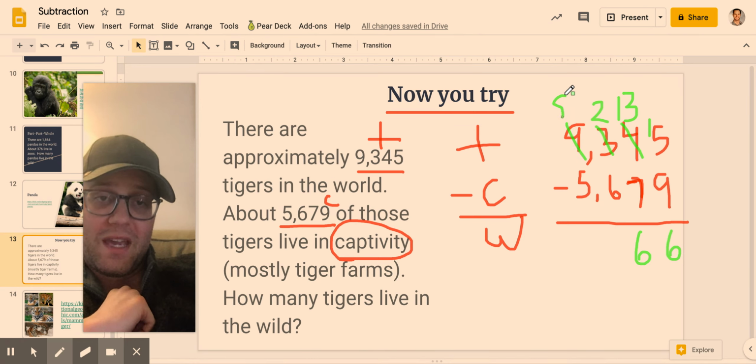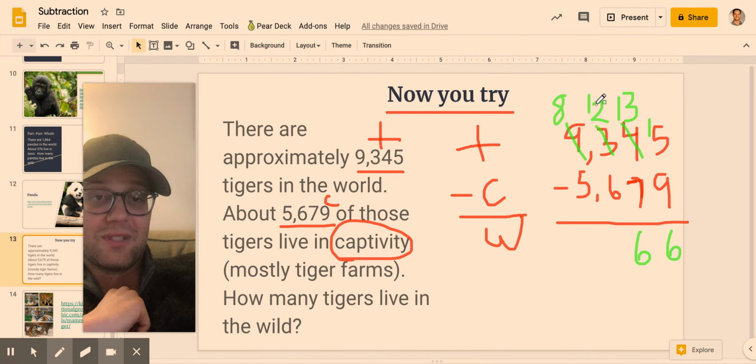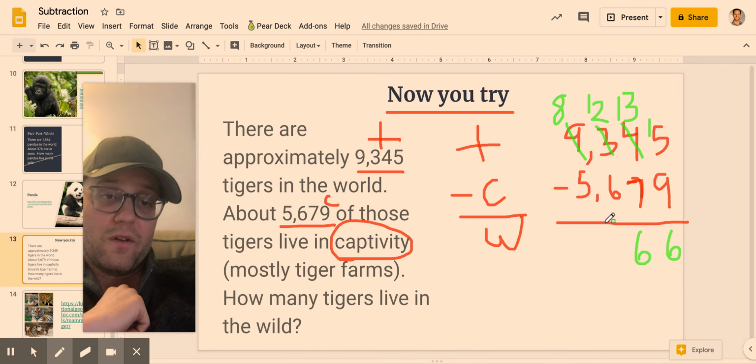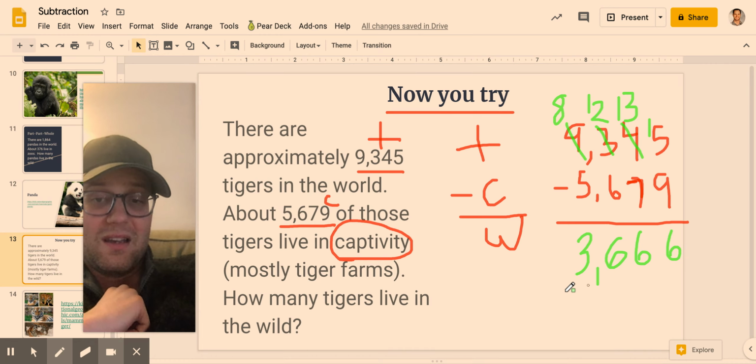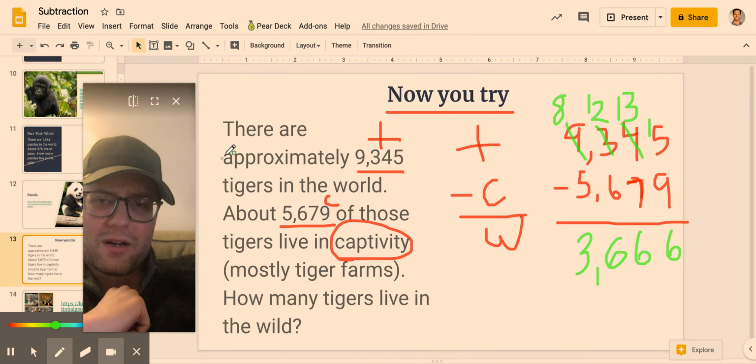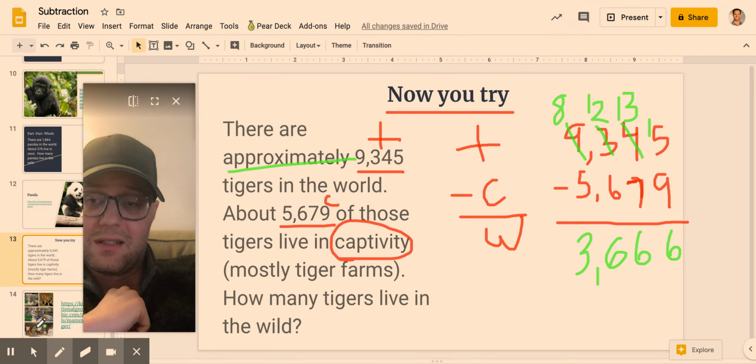Now we'll have 8,000. We're going to put 10 hundreds over here because 10 hundreds is the same as 1,000. 10 hundreds now, so we have 12 hundreds instead of 2 hundreds. 12 hundreds minus 6 hundreds is 6. And then 8,000 minus 5,000, 3,000. So that's about how many wild tigers there are, approximately.